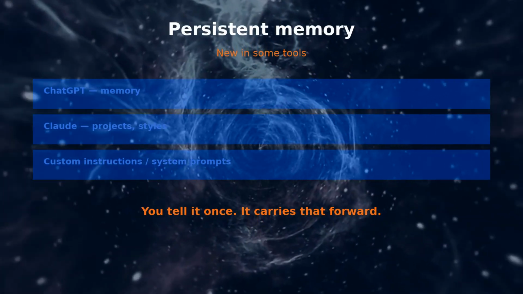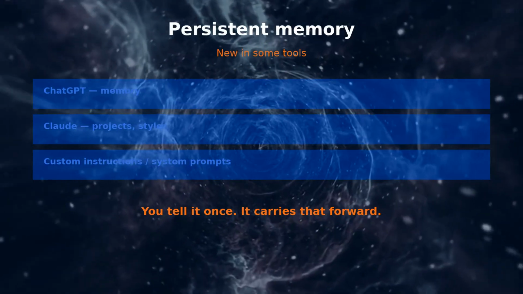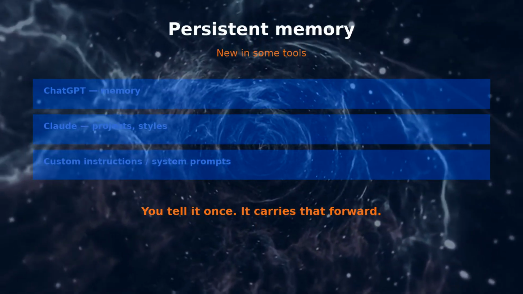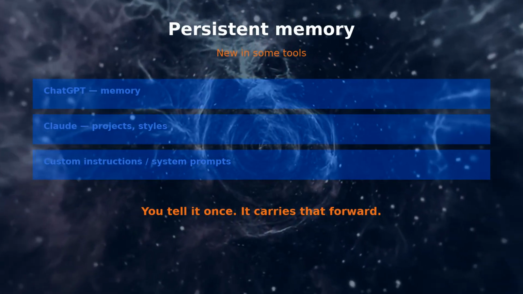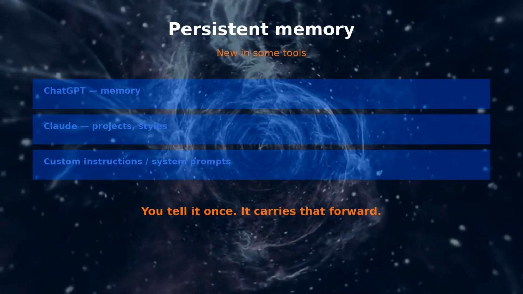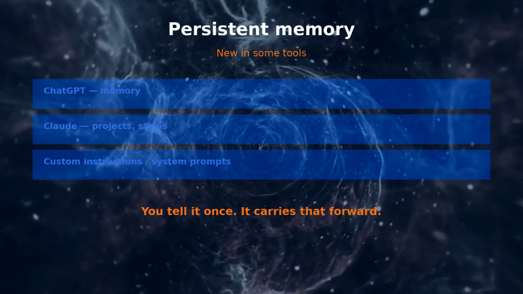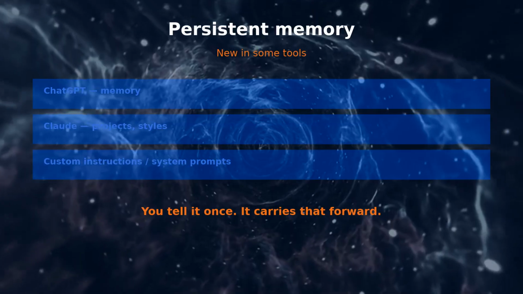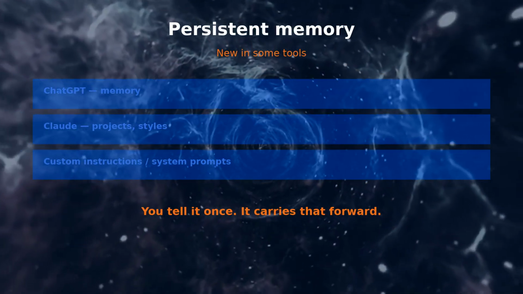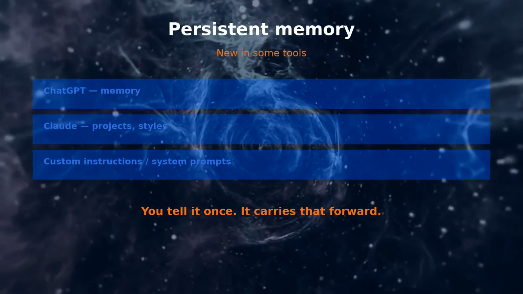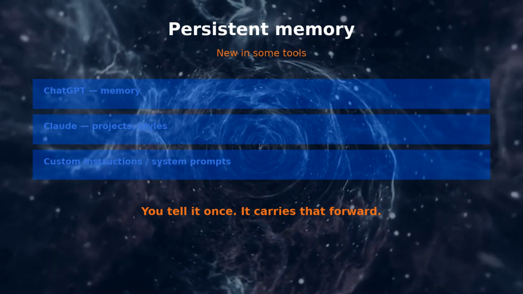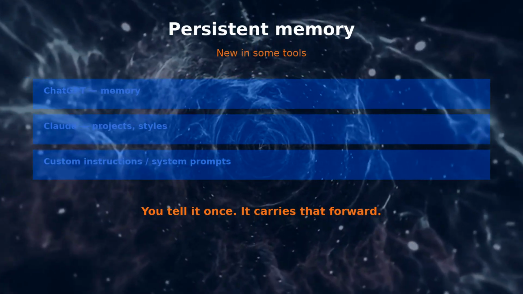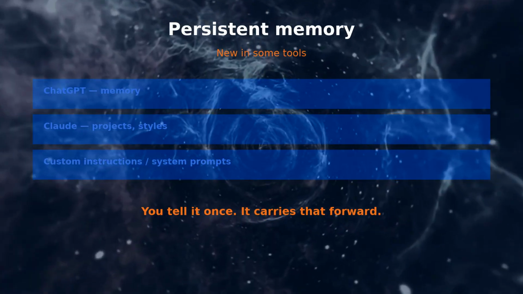The real long-term memory. A few tools now offer real persistent memory. ChatGPT calls it memory. Claude calls it projects and styles. Some platforms call it system prompts or custom instructions. The name does not matter. The behavior is this. You tell the tool something once, and the tool keeps that information for every future conversation. That changes everything.